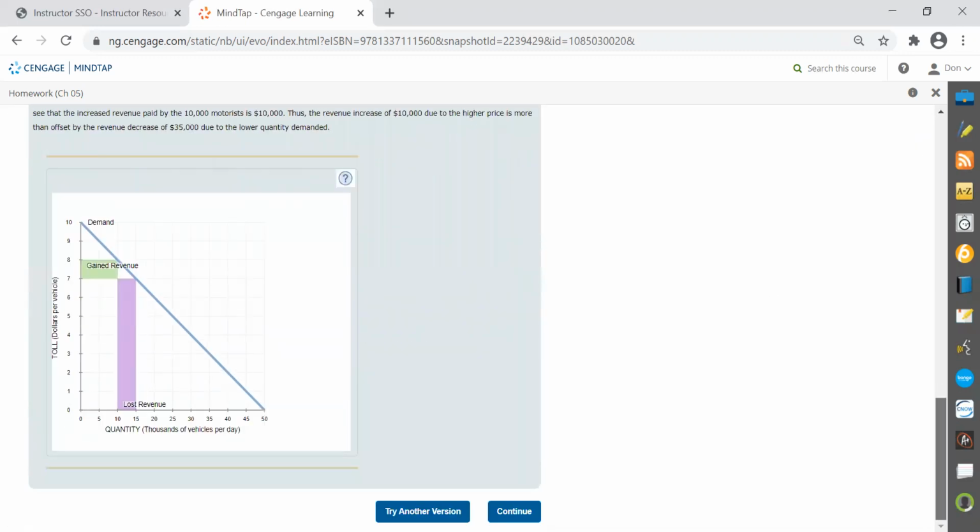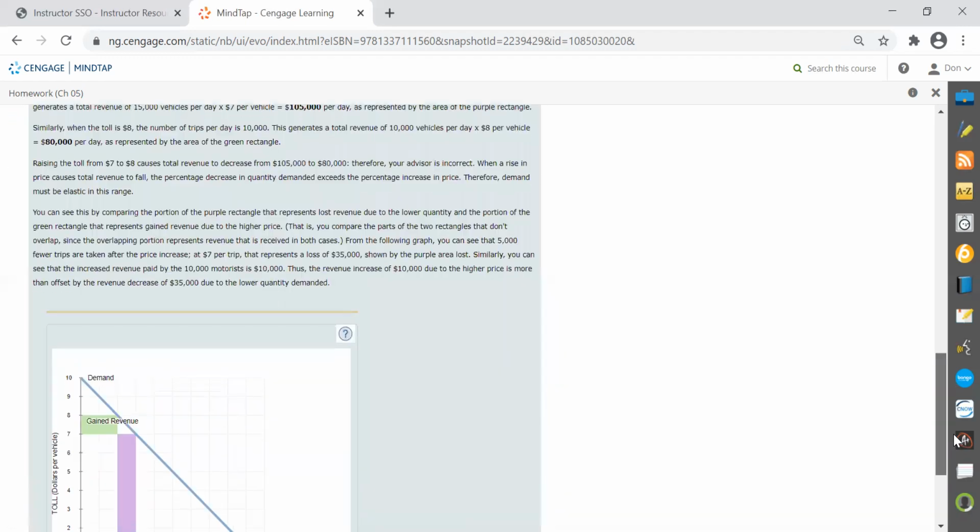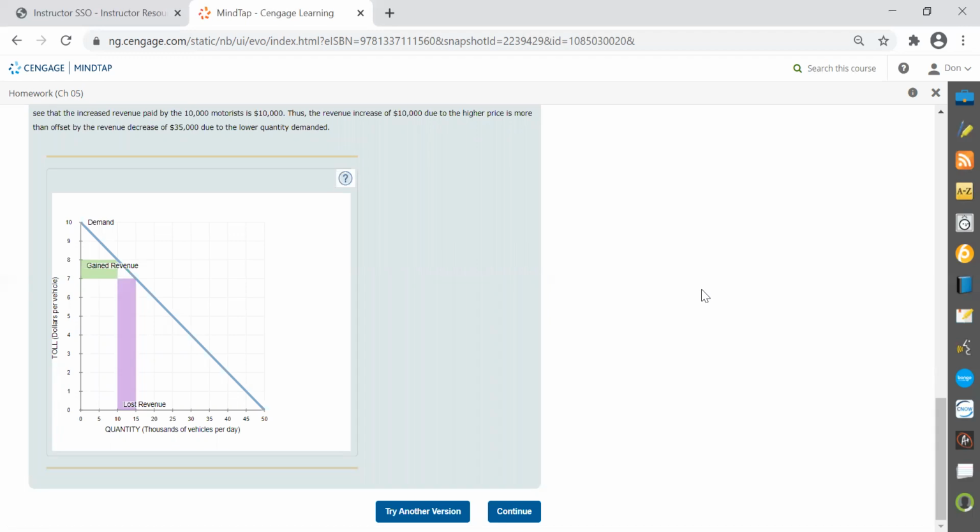So there's a couple of examples of how to do these questions, some harder ones on chapters 4 and 5. I'll post this on D2L so you can take a look at it and follow along when you do your own homework questions.